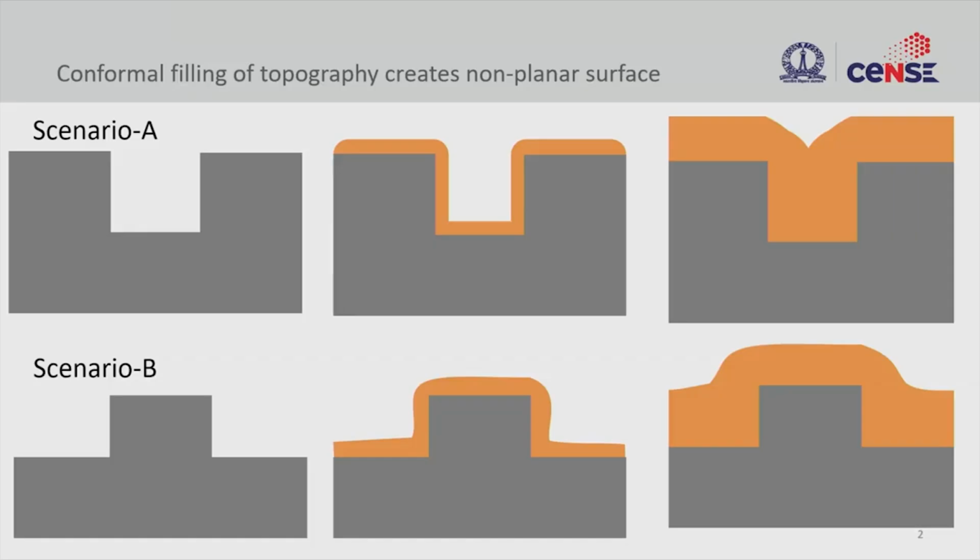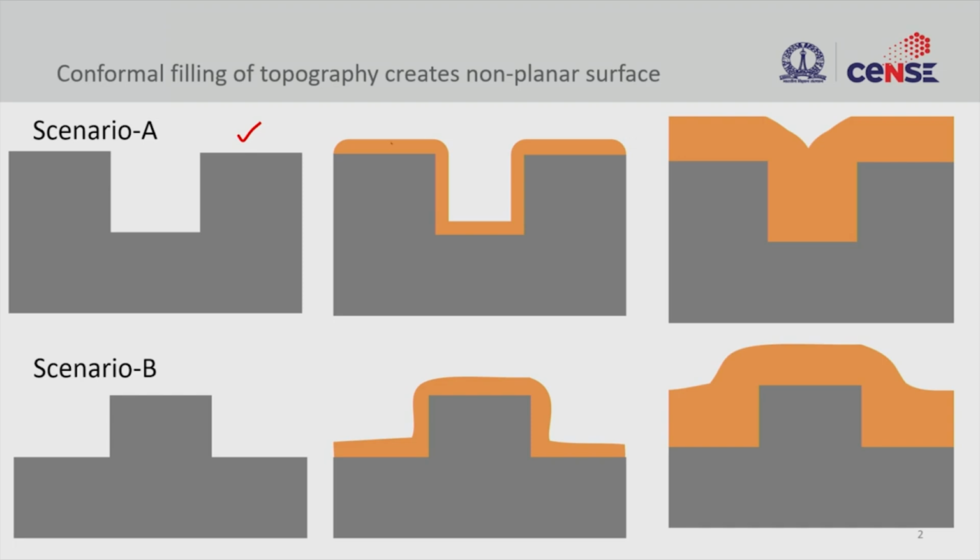Here we see two scenarios, scenario A and scenario B. In scenario A, we have a trench, and we are trying to fill up the trench using conformal deposition. This is the starting cross section. What we are looking at is the cross section on the wafer. We have a trench, and then we start filling the trench with a material which is conformally filled.